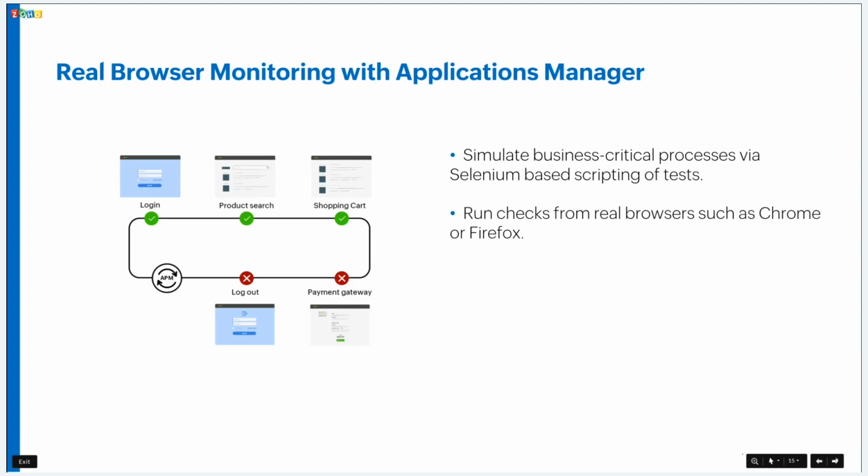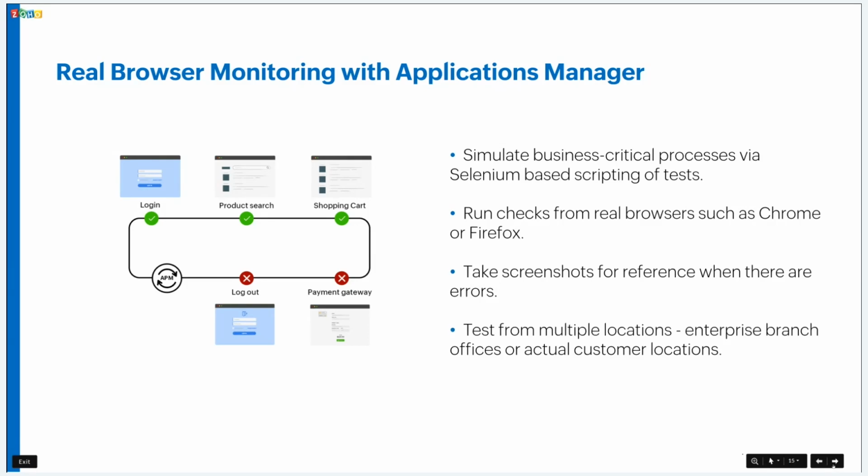Applications Manager then opens up a real browser in which it plays the recorded transaction again to identify if any errors occur, and during the playback data collection takes place and all performance metrics are then published on the monitor dashboard. We also take screenshots during the playback if there are any errors. The main advantage of synthetic transaction monitoring in Applications Manager is you can test from different locations.